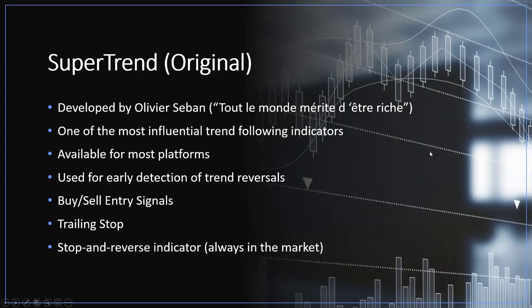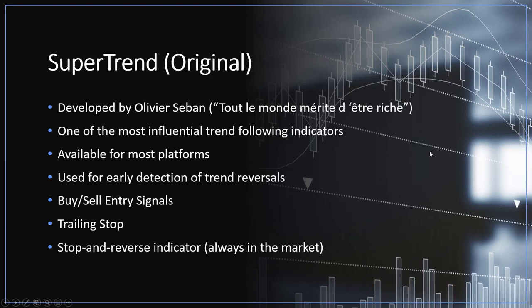So probably most of you have already heard about the SuperTrend indicator. It's a very popular indicator. It's available for most platforms out there. And the author, Olivier Seban, who is a French author and a French trader, developed this indicator roughly 15 years ago. In fact, he described the indicator in his book, Tout le monde mérite d'être riche, which basically means that everybody deserves to be rich. And I guess he lived by this mantra because the myth says that he became a millionaire at the age of 32, and at the age of 35, he retired from trading.